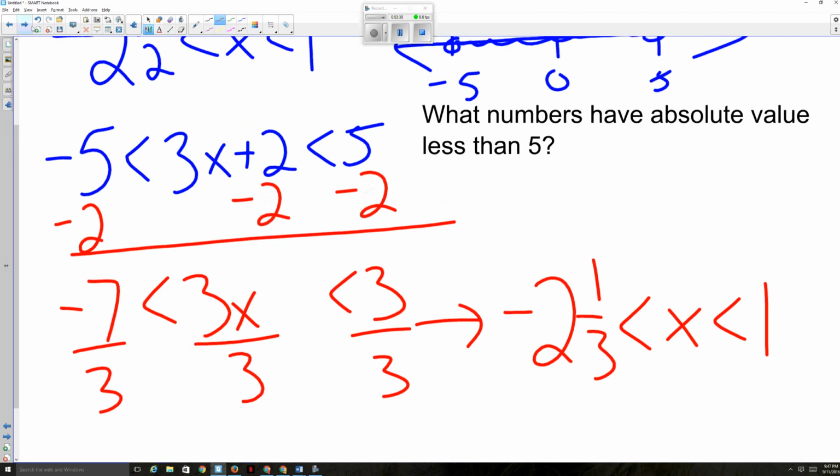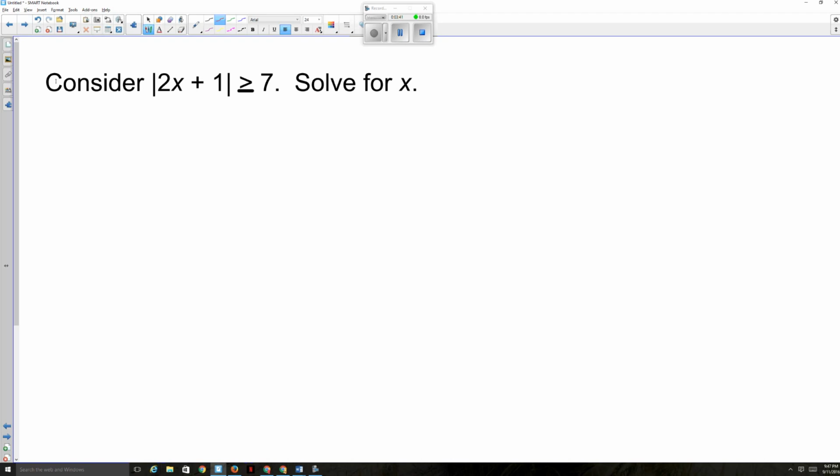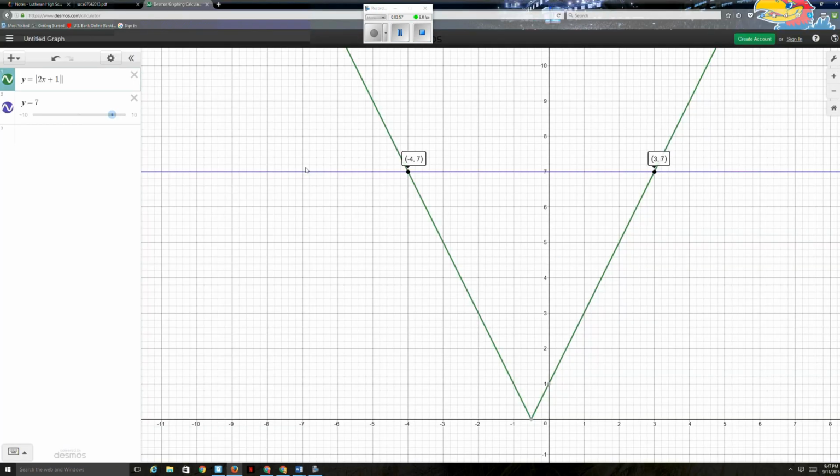Okay, so now let's look at another example. Okay, let's look at this one. The absolute value of 2x plus 1 is greater than or equal to 7. Okay, again, I'm going to look at two approaches here. Let's go to the graph. There it is. And you'll notice here's the absolute value of 2x plus 1, and here's 7. But what we want to consider is, where is it greater? Well, where is it greater? It's here. But notice those values are less than -4. And here, these values are greater than 3.